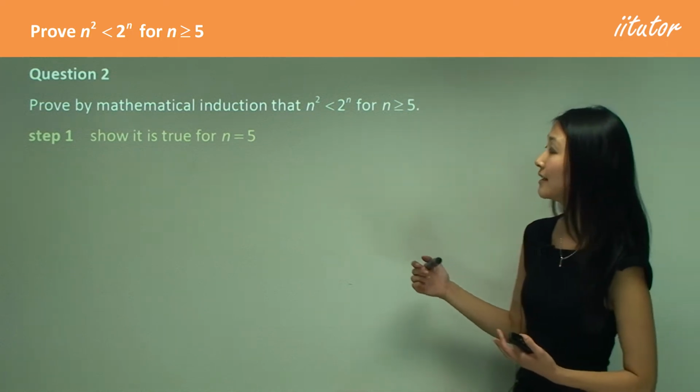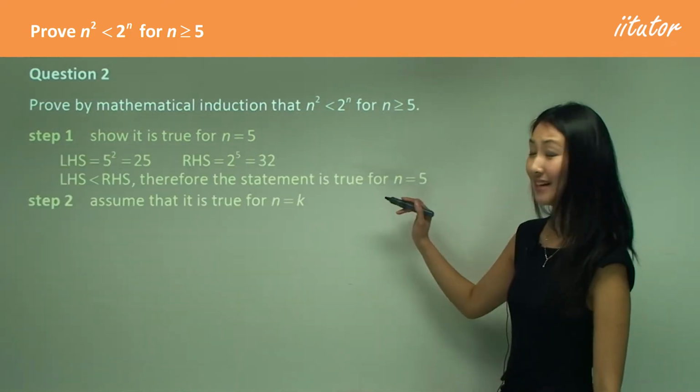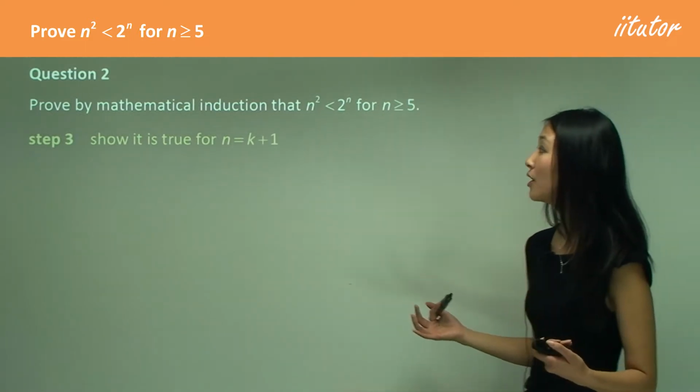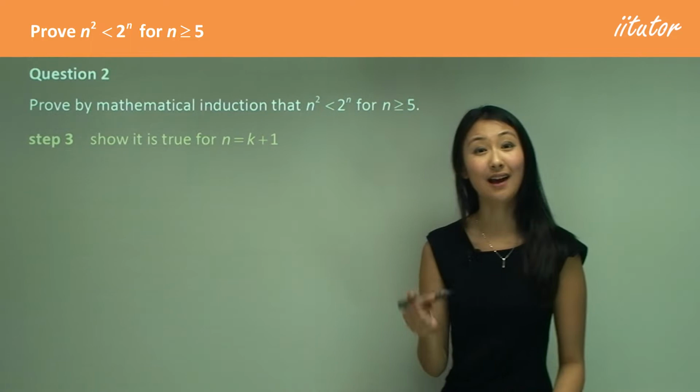Want to show that it's true for n equals 5. Step 2, our assumption. Step 3 is our proving, where we show it is true for n equals k plus 1.